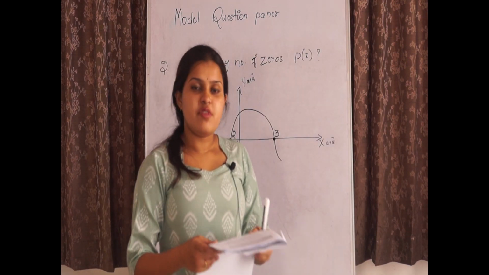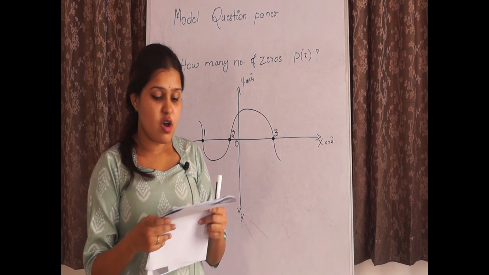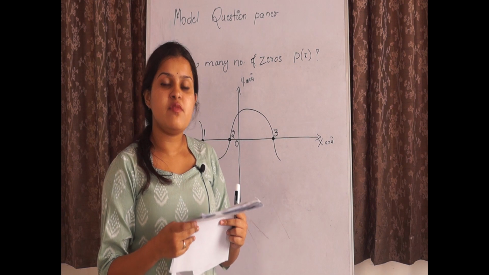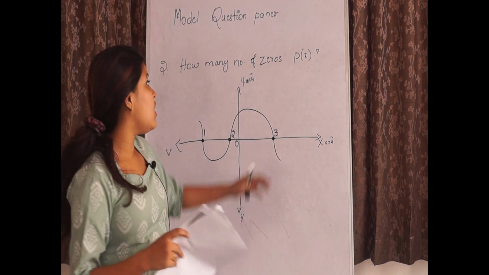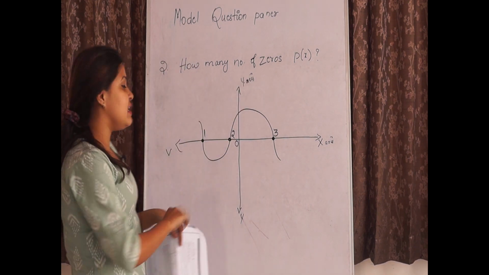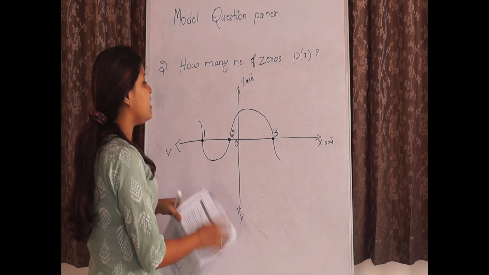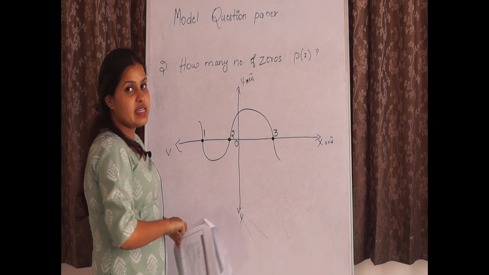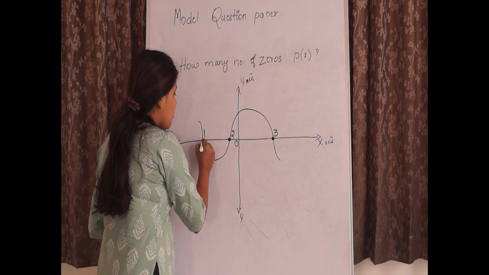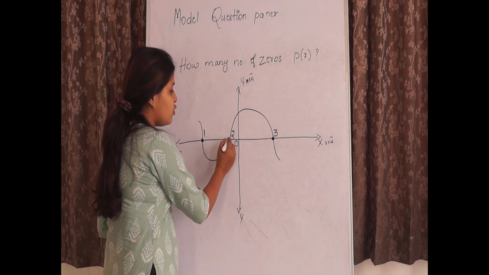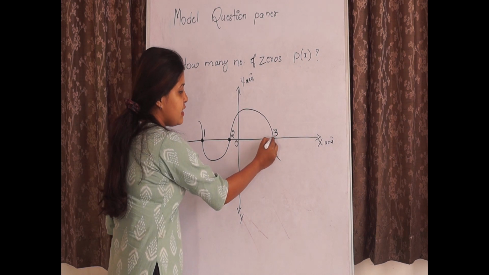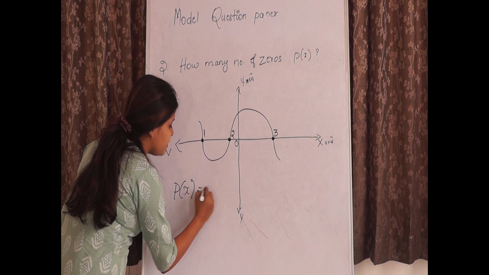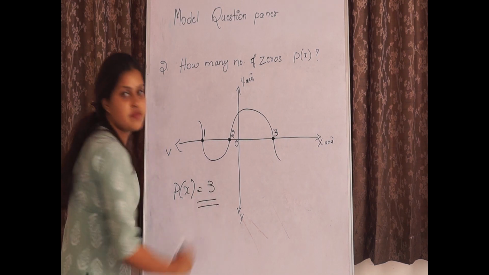The graph of y is equal to p of x is given below. Write the number of zeros of p of x. Now let's see how many zeros are marked in this graph for p of x. That is 1, 2 and 3. So the number of zeros of p of x will be 3.